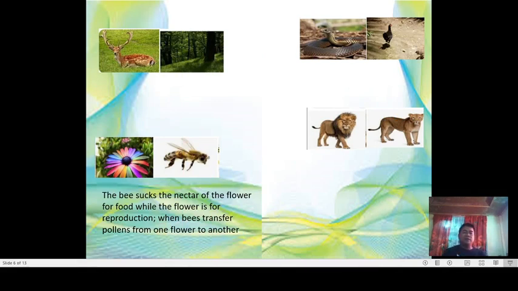So we have different pictures of ecological relationships here. First is the snake and the chicken. What do you think is their relationship? It is predation. Why predation? Because the snake will eat the chicken or the rooster.